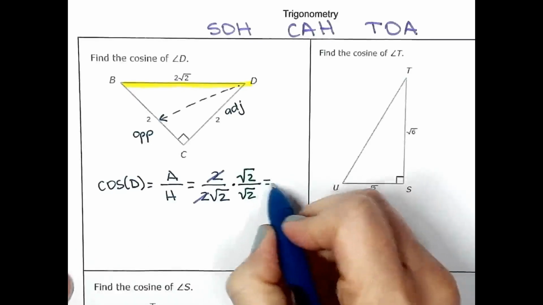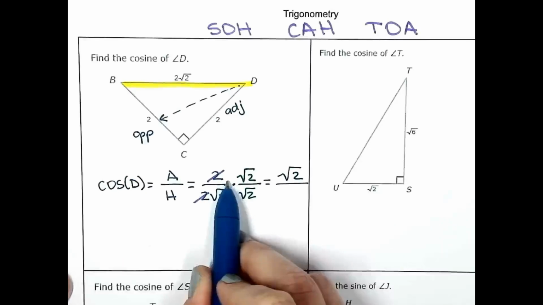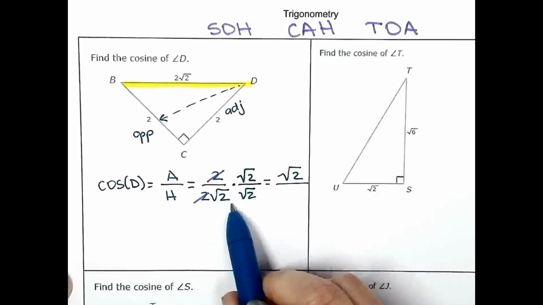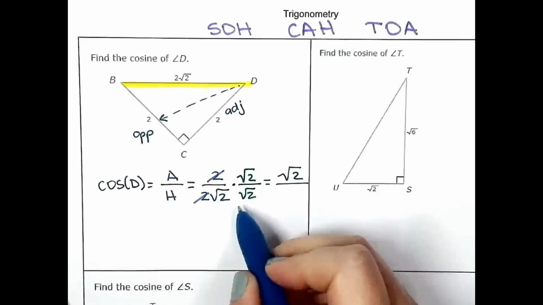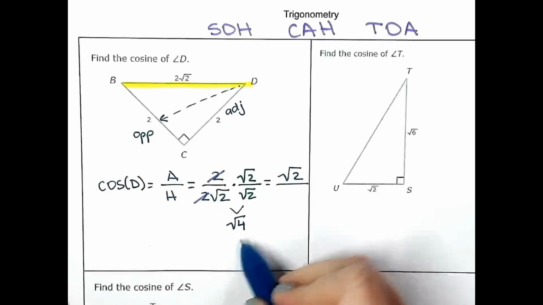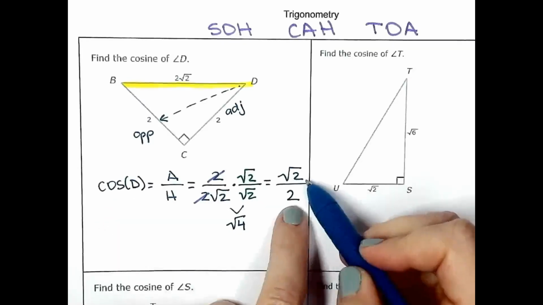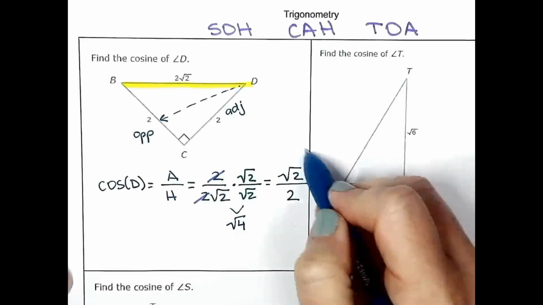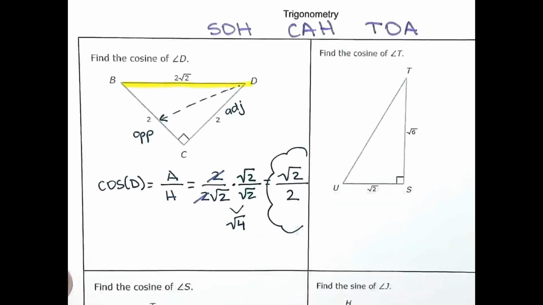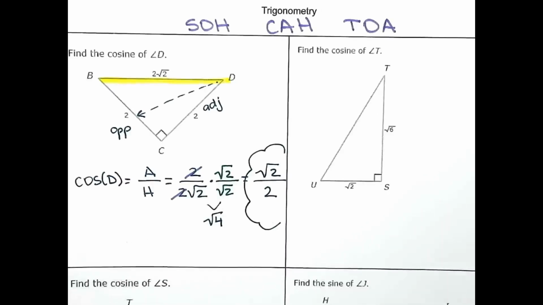So here I have square root of 2. I had an invisible 1 right here, okay? Now, square root of 2 times square root of 2 gives me square root of 4, and square root of 4 is just 2. So the cosine of angle D is simply square root of 2 over 2. Not too bad. And you know it never stays that easy, but it's okay.